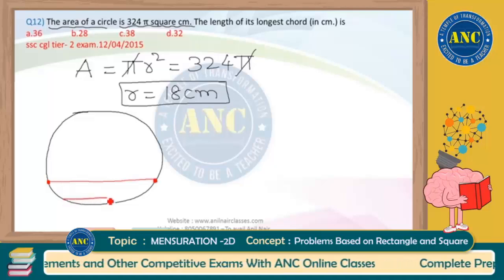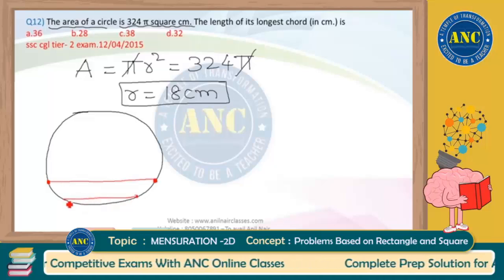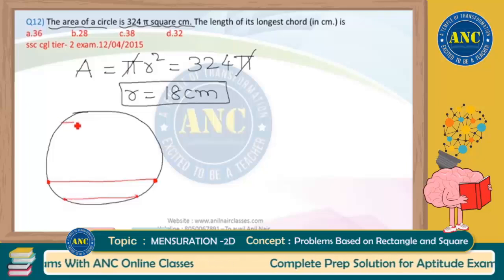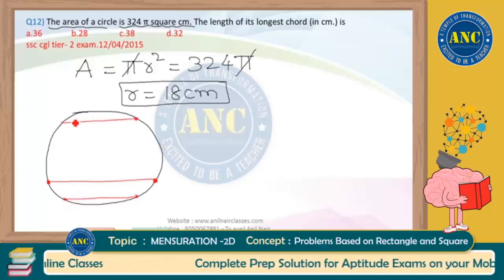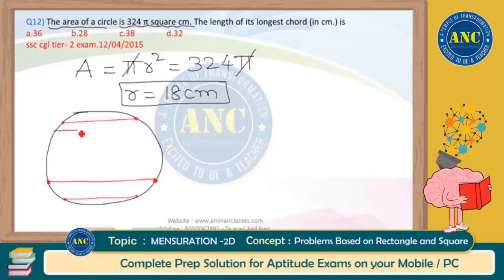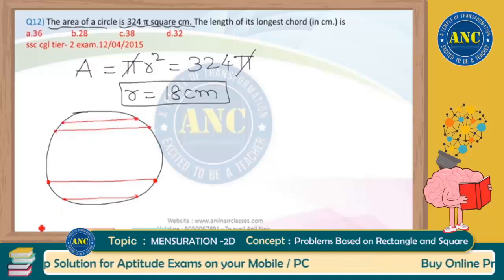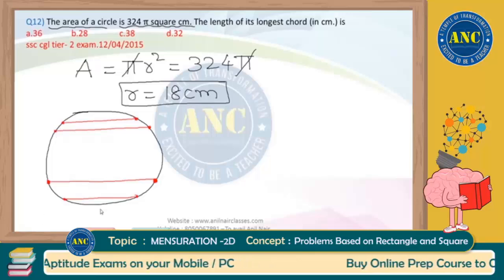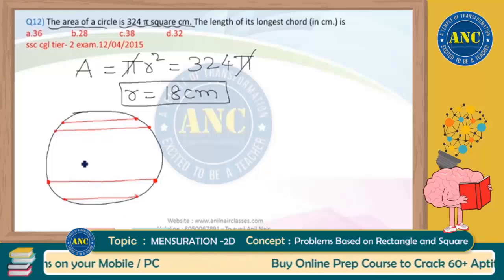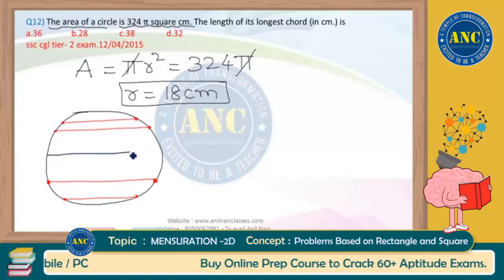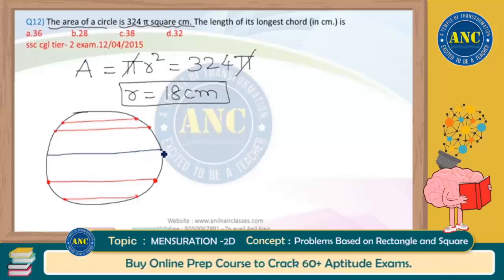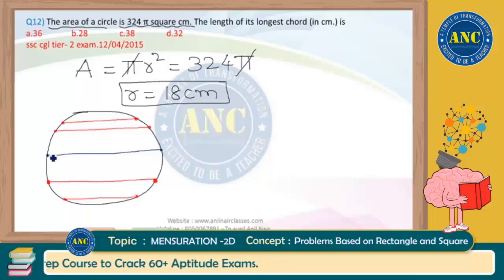This also is a chord, right? This also is a chord. Similarly, there are so many chords. There can be infinite chords for a circle, but out of all the chords I have drawn, the longest chord happens to be the diameter. The length of the diameter is longer than any of the other chords.